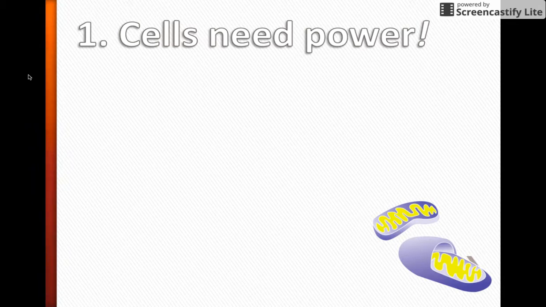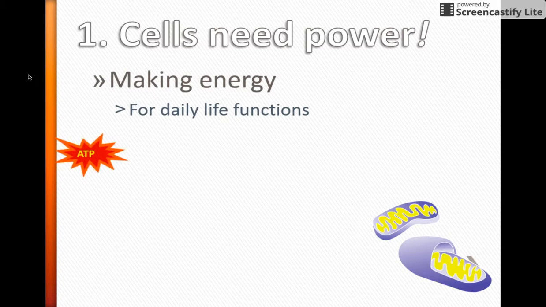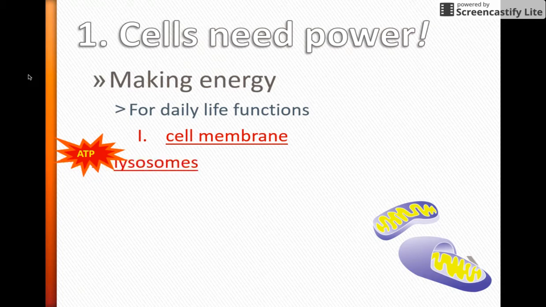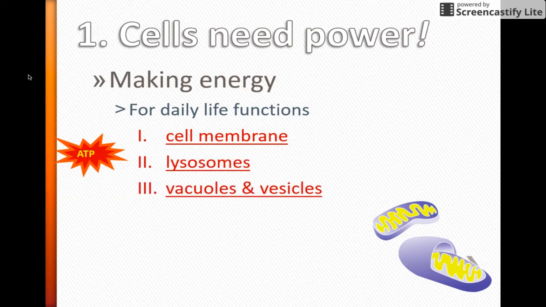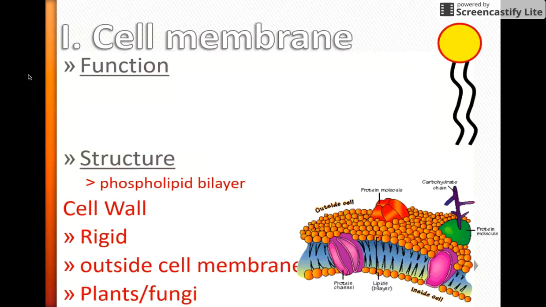So the cells that need power. If we are needing power, that means we are making energy. So you need that energy for daily life functions. You also need that, so things that do that would be like the cell membrane. You have the cell membrane letting things in and out of the cell, kind of controlling what's being taken in for energy. We have lysosomes, vacuoles and vesicles, and then the mitochondria and the chloroplasts, the two major organelles that you think of when you think of organelles that are providing energy.